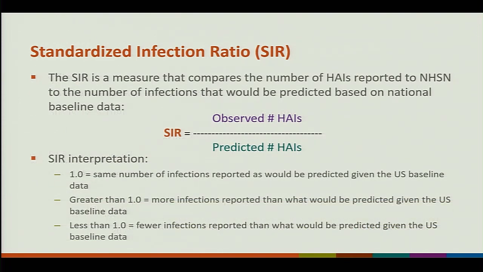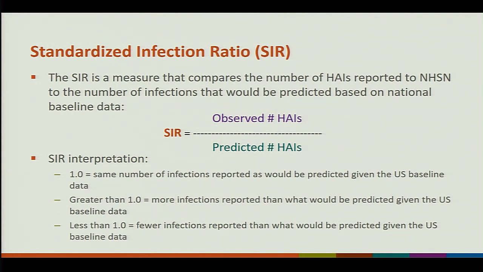All right, so let's start talking about what goes into creating the metric used within the TAP reports. And that conversation is going to start with the standardized infection ratio. As you know already, if you've seen this many times today, SIR is a ratio that compares the number of observed infections to the number of predicted infections, where that prediction is based off of the US baseline data.